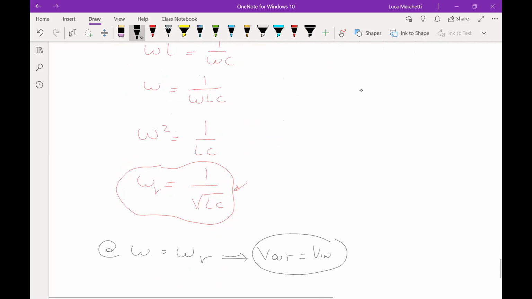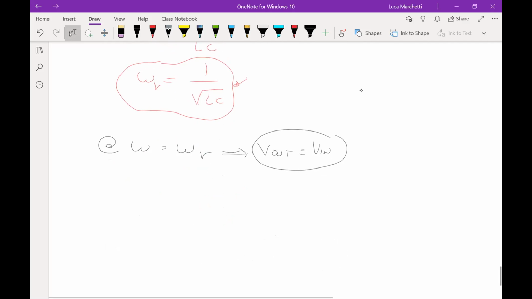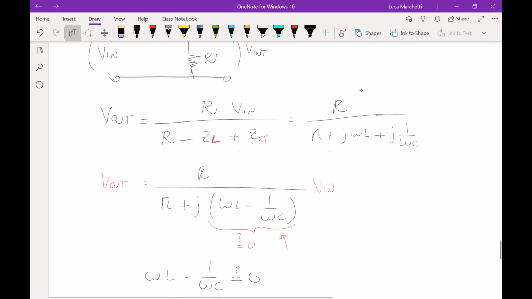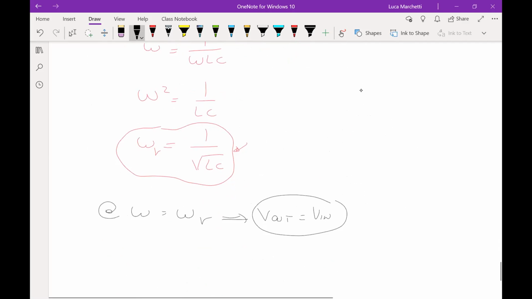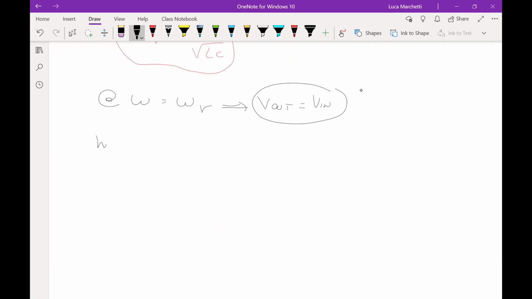So when you are at the resonance, the input signal passes through to the output. Let's have a look at what happens instead for high frequency and low frequency. This is actually not a big deal if you remember our method that we applied before. Let's just do it, high frequency and low frequency.